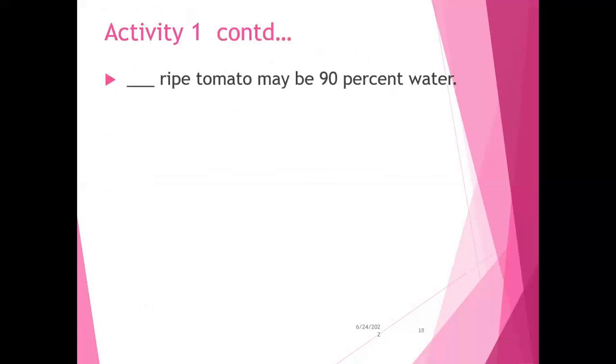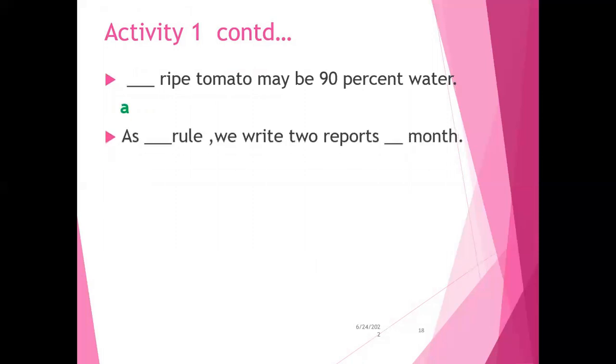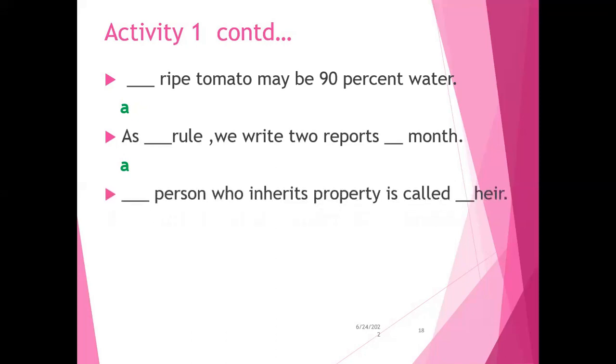A ripe tomato may be 90% water. As a rule, we write two reports a month. Focus on the sound. We write two reports a month. Both are a.